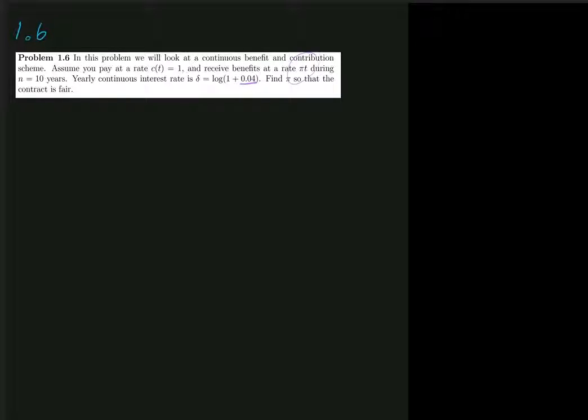So in problem 1.6, we look at a contract in the continuous time case. So we will look at a continuous benefit and contribution scheme. What do we assume about the benefits and contributions? Well, the contributions are continuously equal to 1, is what we are told. So C of t is equal to 1 throughout the whole contract, which goes from time 0 up until time 10.